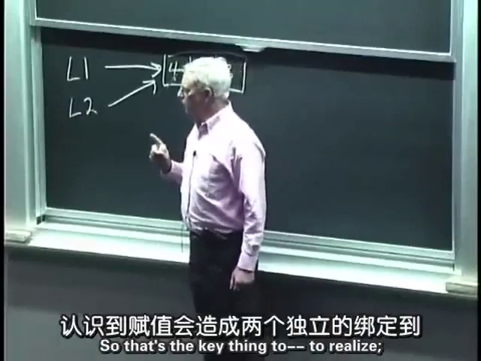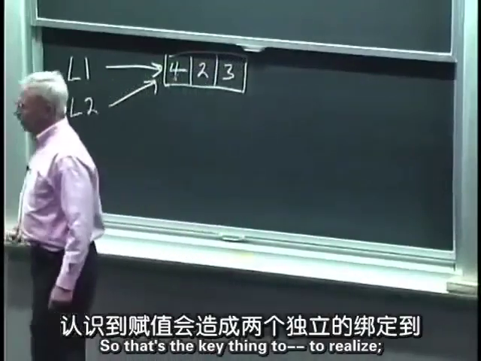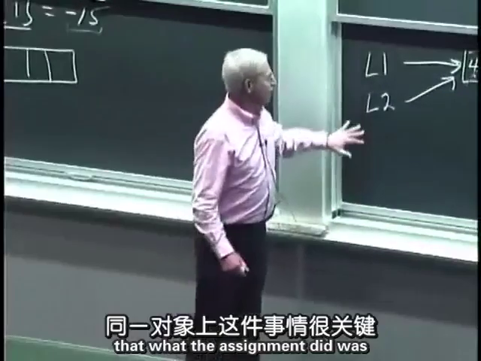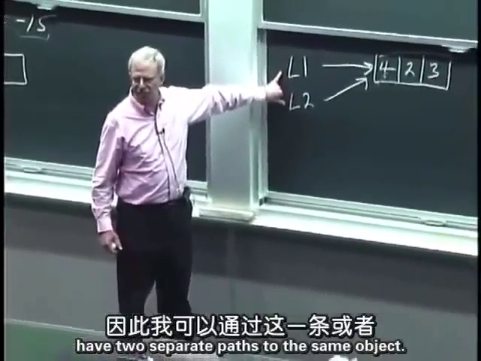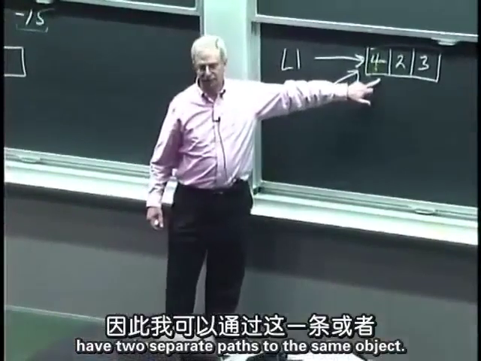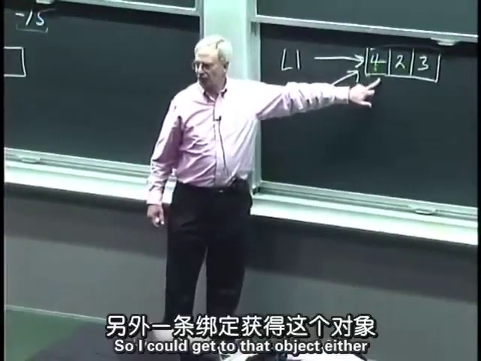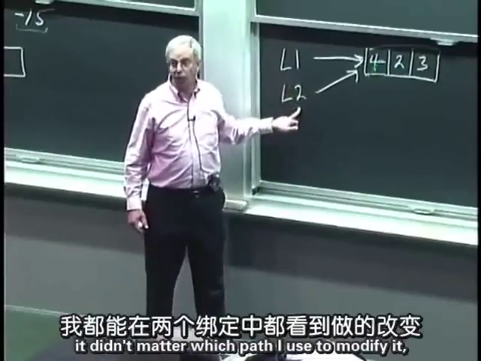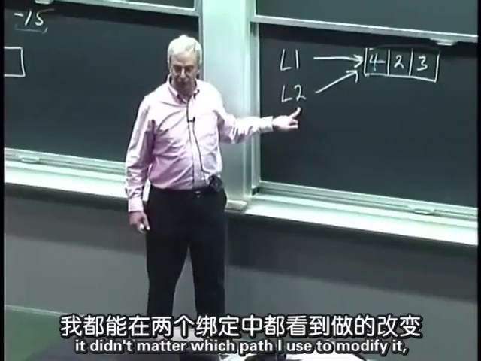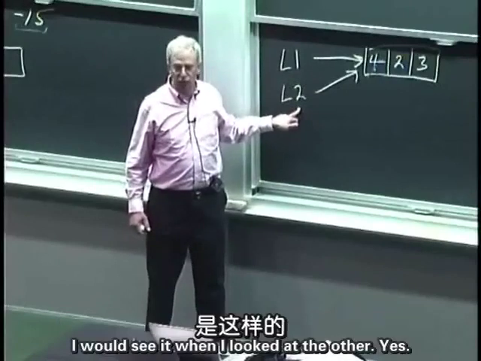So that's a key thing to realize, that what the assignment did was have two separate paths to the same object. So I could get to that object either through this path or through that path. It didn't matter which path I used to modify it. I would see it when I looked at the other.